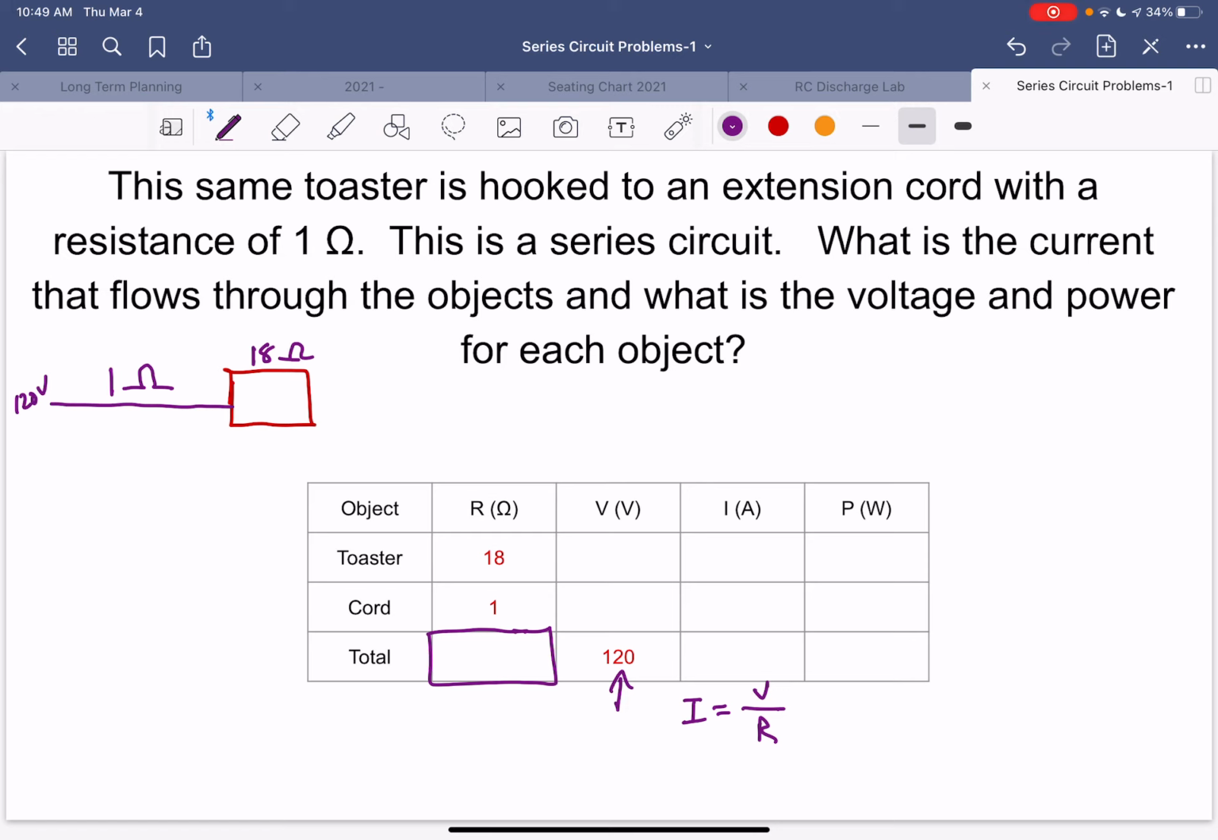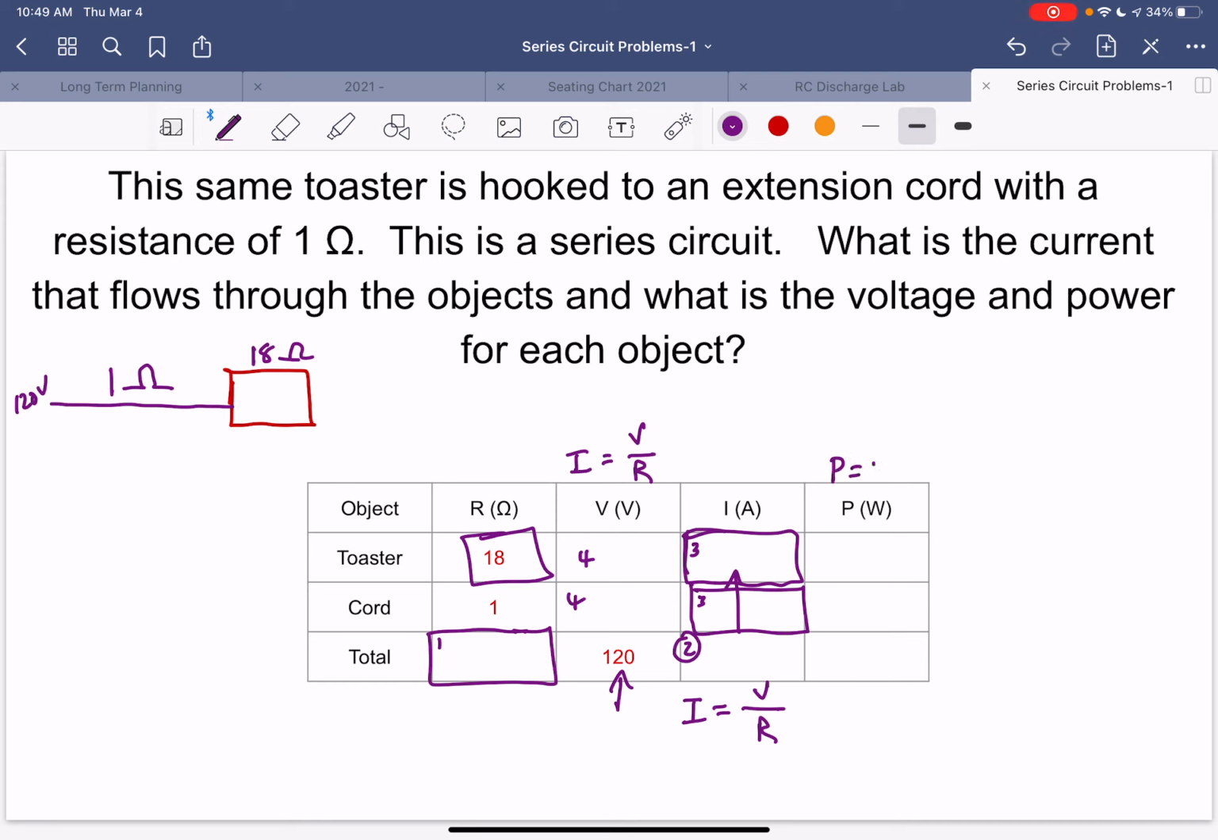So this is step 1. Step 2, you get the current right here. For step 3, you just take that current and put it in both of these boxes. The current is the same for all parts of a series circuit. So just fill your number for current into all the current boxes. Then to find the voltage for the toaster and the voltage for the cord, use I equals V over R, using the current, and the resistance for that row. Okay, that'll be step 4, is getting these two.